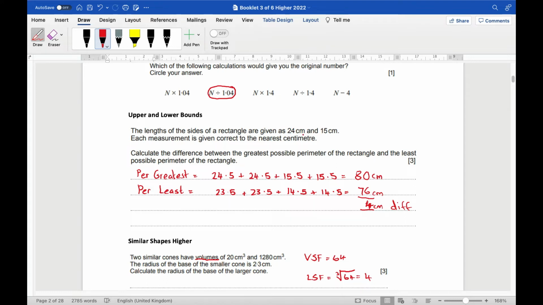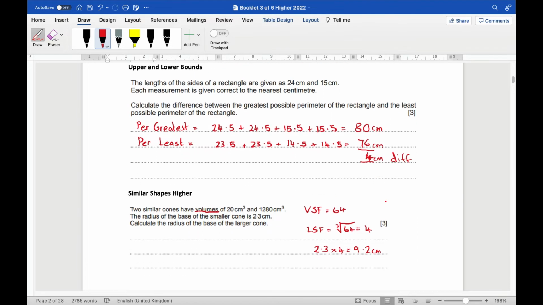So the upper bounds of the length of the rectangle here is, well, it's the nearest centimetre, so add half a centimetre, 24.5, and 23.5 lower bound. And this one, add half a centimetre, 15.5, and 14.5 lower bound. And it wants the greatest possible perimeter, so I've added up all the upper bounds all the way around the rectangle, and the least perimeter, P standing for perimeter, I've added up all the lower bounds. And when I've added them up, I've got 80 as my greatest, 76 as my least, and if I answer the question, it asks for the difference between, which is 4 centimetres.